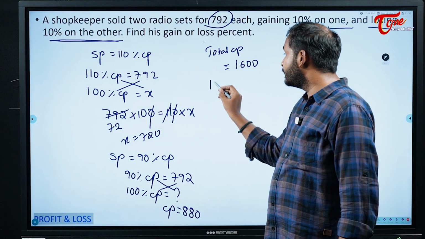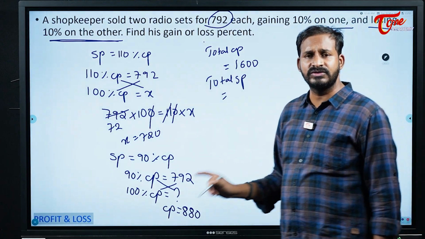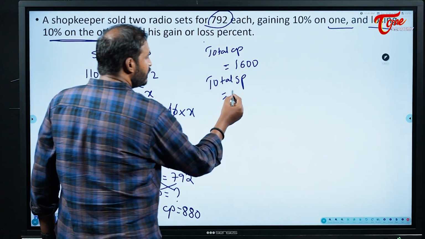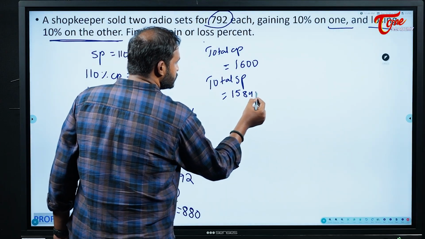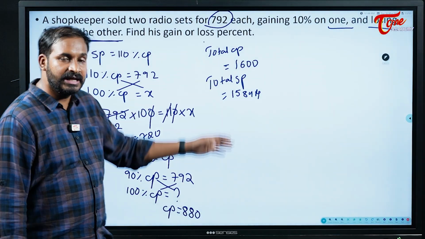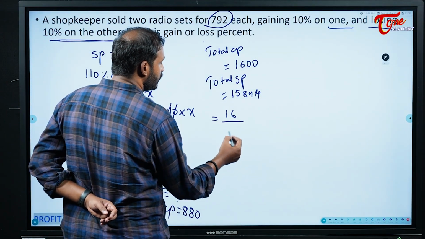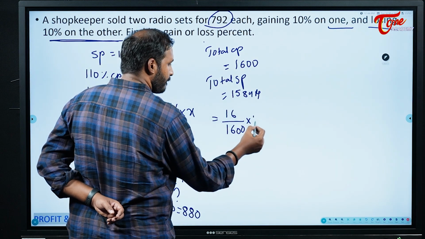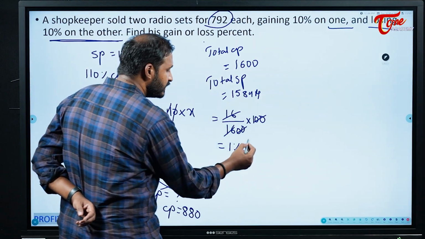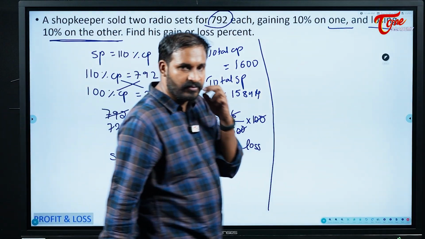And what is the total SP? We will get 792 into 2, right? Why? Because each one was sold for 792 rupees. So 792 into 2 is 1584 rupees. Profit or loss? Definitely loss, because he spent 1600 and in return he got 1584. So the loss is 16 rupees. 16 by the total cost price 1600 into 100. Two zeros cancel with two zeros, and 16 by 16. So overall we get 1% loss. This is the traditional method to solve this type of problem, students.